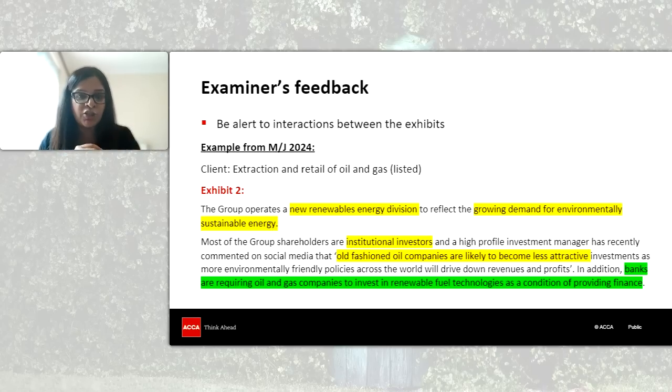The institutional shareholders were then commenting on the importance of the company being environmentally sustainable. They had said that old-fashioned oil companies are becoming less attractive. Plus, the banks are also now requiring oil and gas companies to invest in renewable fuel technologies as a condition for their financing. So as you're reading through the information, don't just skim through it, because these are keywords which might need to be linked to further information. So this was some extract given in Exhibit 2.